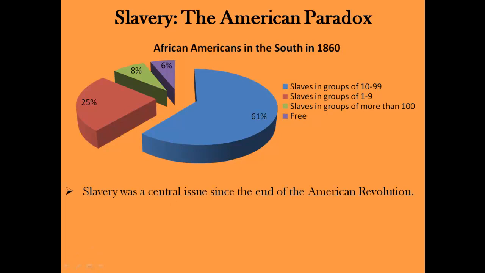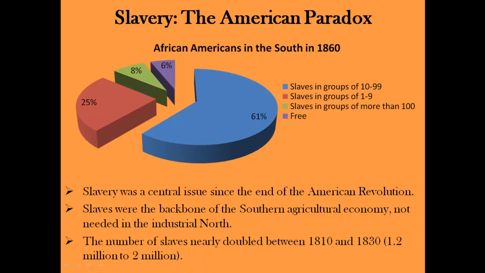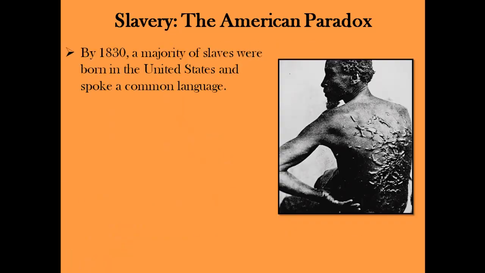Slavery was a central issue at the Constitutional Convention. Slaves were what made the Southern economy go. Most slaves did not live on large plantations, and even fewer were free. The number of slaves continued to increase even after the slave trade was ended, doubling between the years 1810 and 1830. And by 1830, a majority of slaves were born in the United States and could speak a common language.